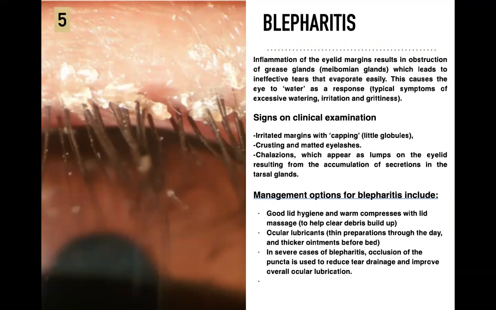So blepharitis is defined, as I said now, as inflammation of the eyelid margin, which results in obstruction of grease glands, which are the meibomian glands, which leads to ineffective tears that evaporate easily. This causes the eye to water as a response to this dryness, which gives the typical symptoms of excessive watering, irritation, and redness. Signs on clinical examination of blepharitis: you will find irritated margins with capping of the orifices of meibomian glands, which are called little globules, crusting and matted eyelashes.